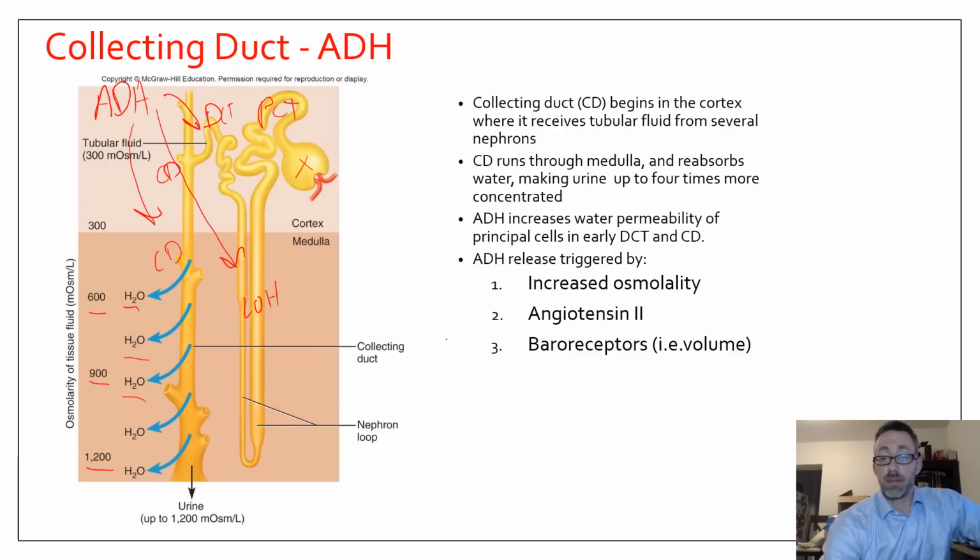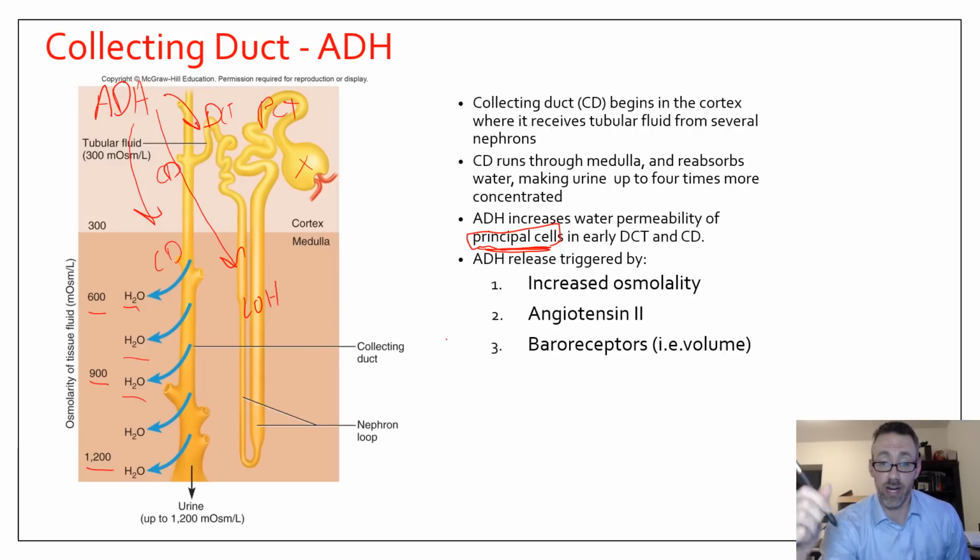Now the cell type that's specifically being activated by ADH to increase water permeability in the collecting duct and the distal convoluted tubule are called principal cells. So ADH acts on principal cells that will increase their aquaporins and allow water to move.